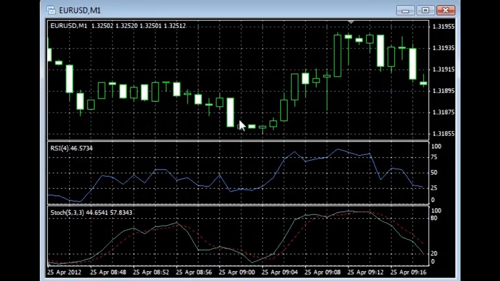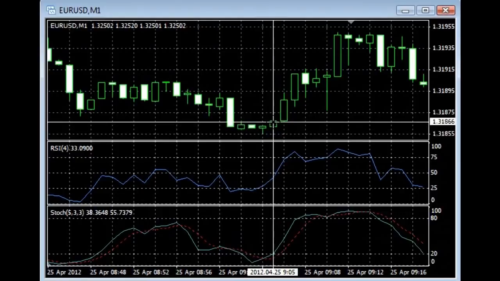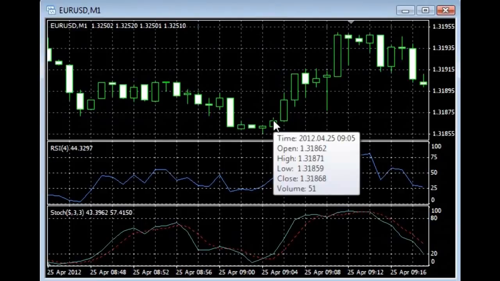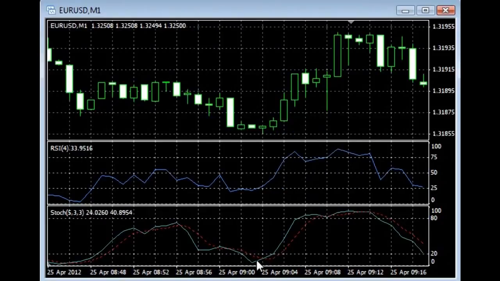You'll notice that prices are moving down. We're looking at the stochastic. The stochastic is moving down, okay, and it continues to move down until it crosses. The blue line crosses the red line. Now it does that right here, and this is the 9:05 candle. And the 9:05 candle closes with a price of 131.86.8. And you have a clear cross of the stochastic at that point.